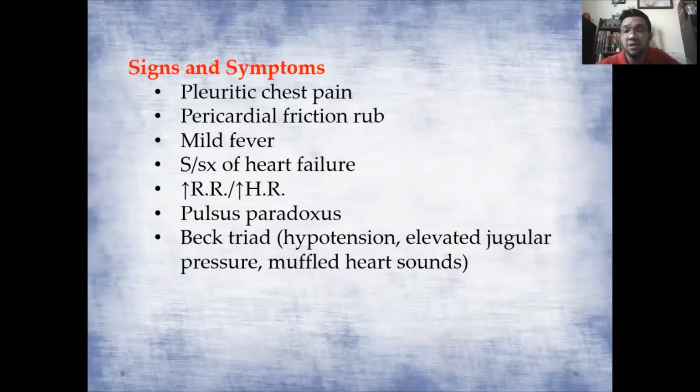Signs and symptoms, there's pleuritic chest pain and a pericardial friction rub will occur. So here, once you auscultate the heart of the patient with a pericardial friction rub, you are going to auscultate an extra heart sound of to and fro character. So it's like dub dub dub dub. And mild fever is also present.